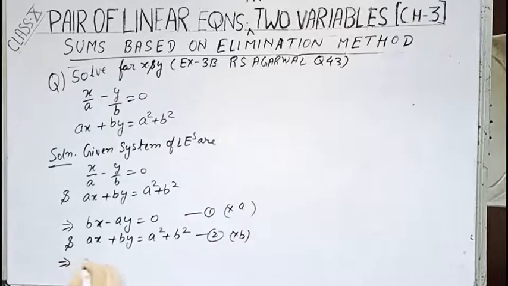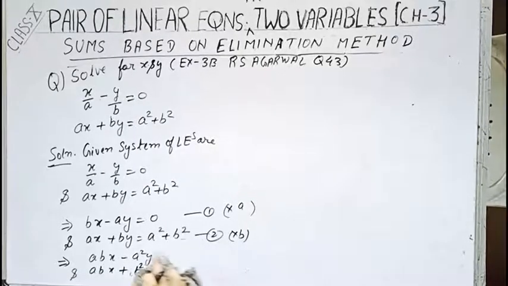This implies abx minus a square y equals 0 and abx plus b square y equals, let me do that side.